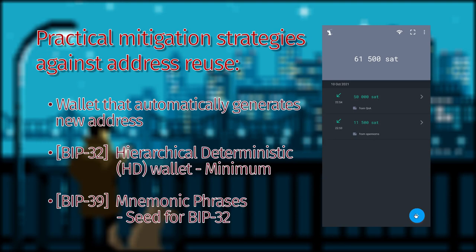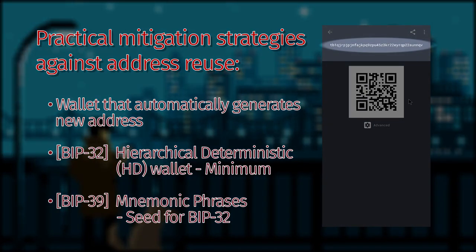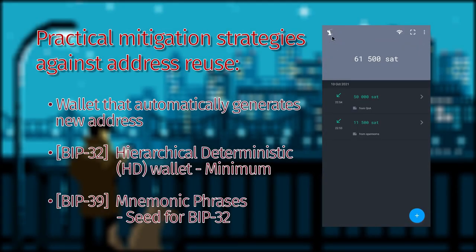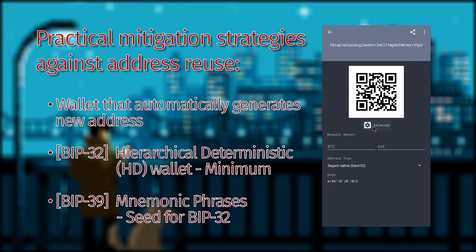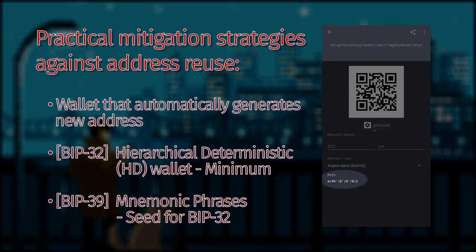Wallets such as Samurai automatically generate a new address every time you select receive. And if you click on Advanced, you'll be able to see how many addresses you have created before this one.